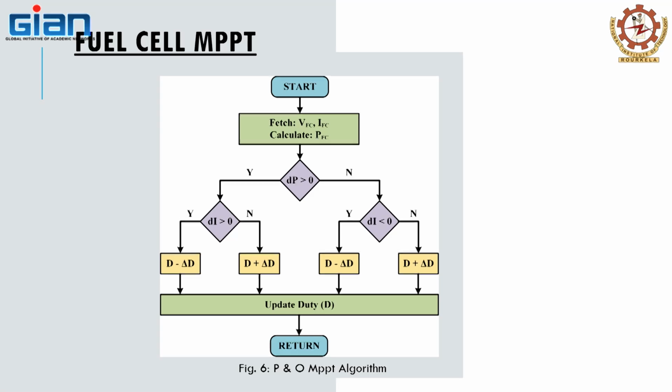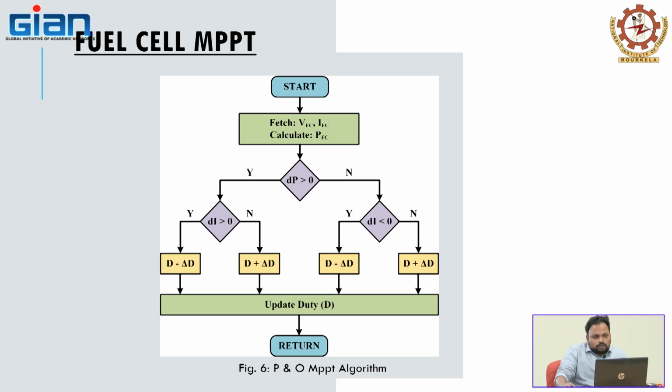There are multiple MPPT techniques existing, such as the classical MPPT method or the intelligent or optimization based MPPT methods, but here we are focusing on the classical MPPT, which is also called the perturb and observe MPPT algorithm. Here is the basic flow chart of the P&O algorithm. Here we first get the value of voltage and current of the fuel cell unit, and after that we calculate the power.